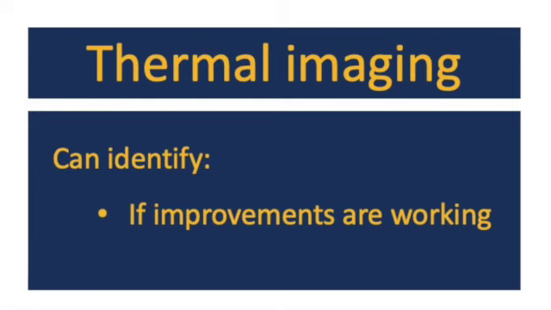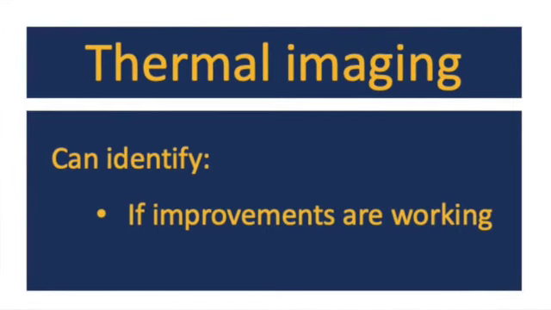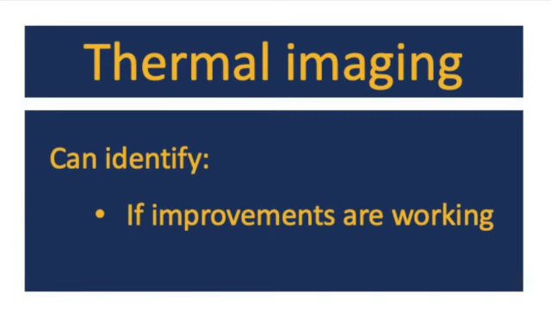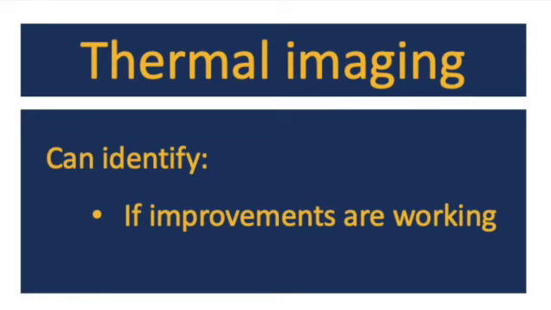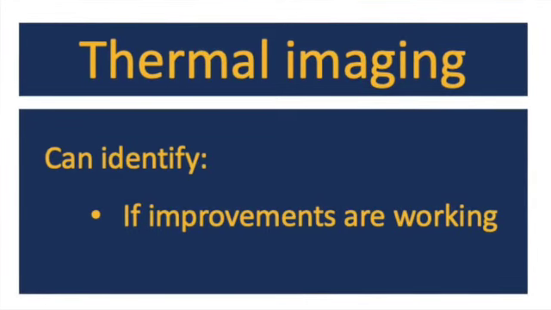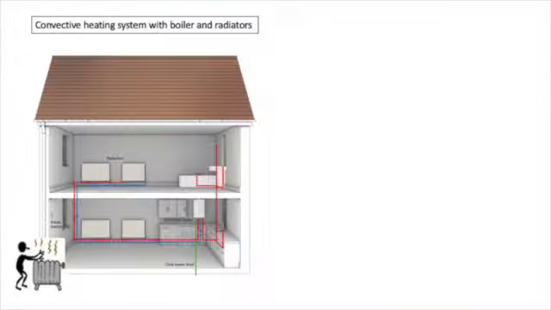The final aspect of surveying our homes, which the thermal imaging camera can help us with, is checking out if our improvements are actually working and reducing our heat losses. This is the really enjoyable and positive part of thermal imaging. But before we look at various examples, it's worth mentioning here that the vast majority of our homes in the developed world use convective heating. In other words, they use hot water circulating around a series of radiators to warm up the air in our homes. This is very inefficient.